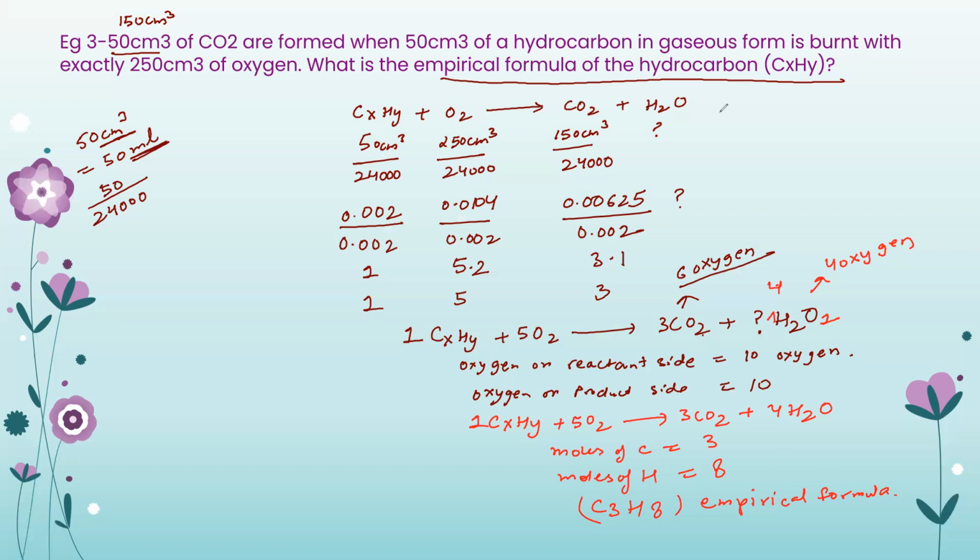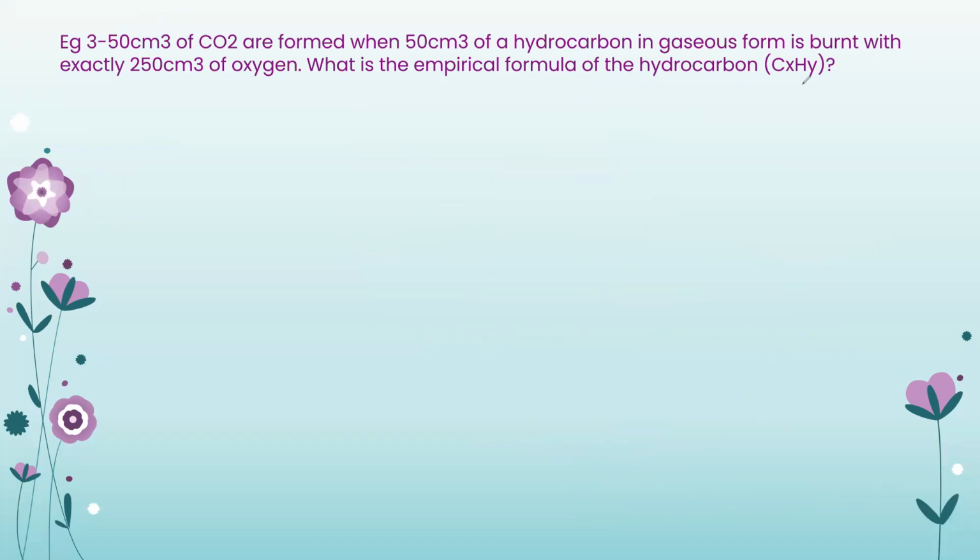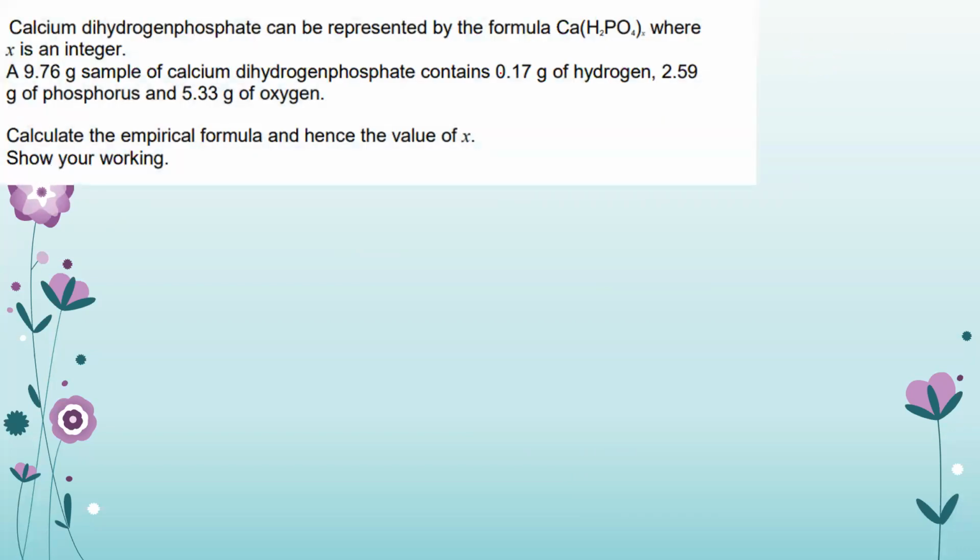Now let us move to the next question. So the next question is for you. What it says: calcium dihydrogen phosphate can be represented by this formula. So what is written here? I'll just highlight it. This is Ca(H2PO4)x. So you have to find the x value.